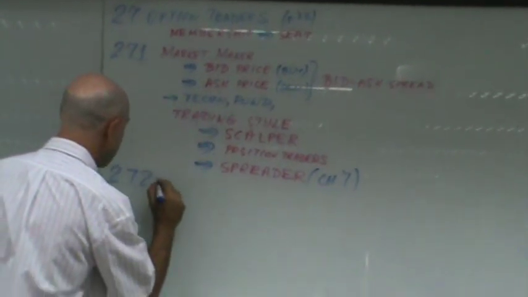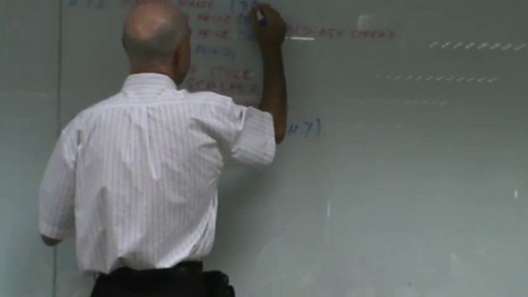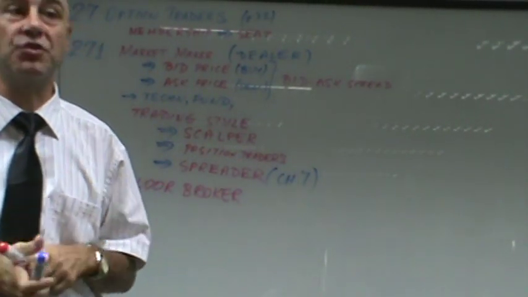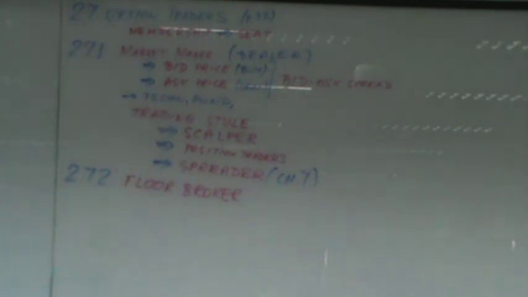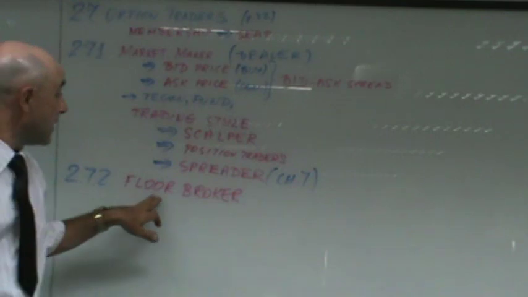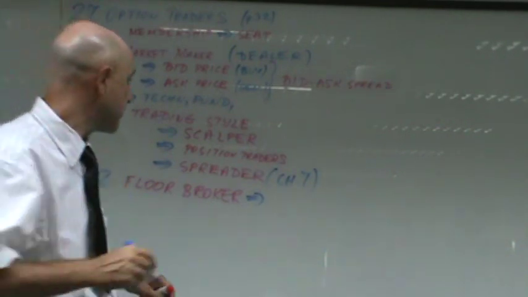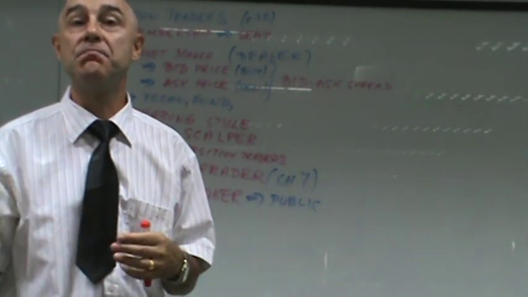Number 2, floor broker. Let's emphasize, the market maker is a dealer. He trades for his own account, just like any exchange bureau over here. When you go for a currency exchange, they trade for their own account. A floor broker trades for the public. And he executes for the public.